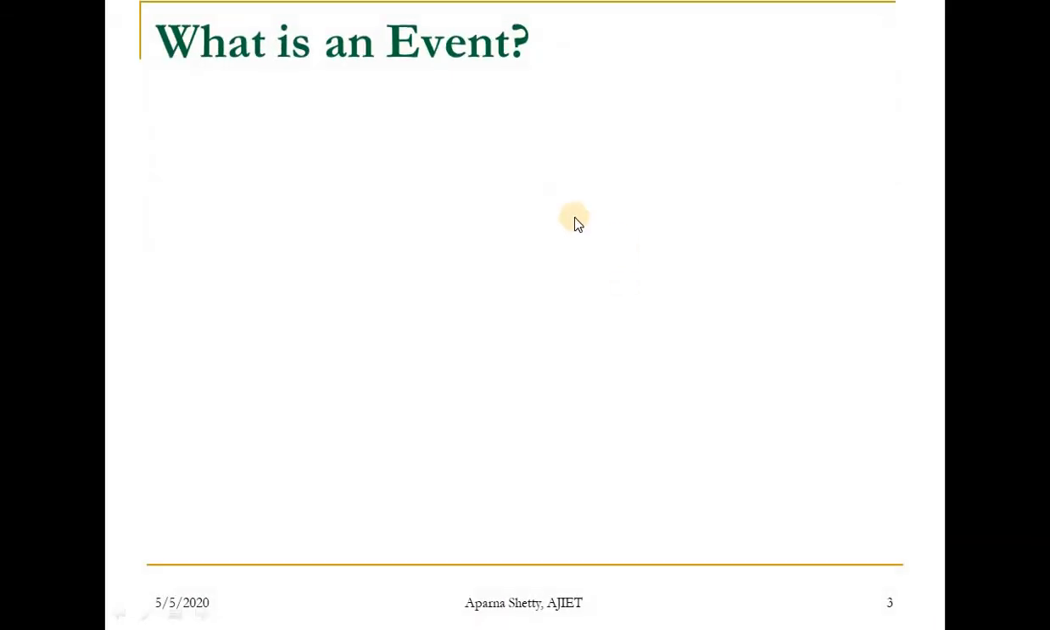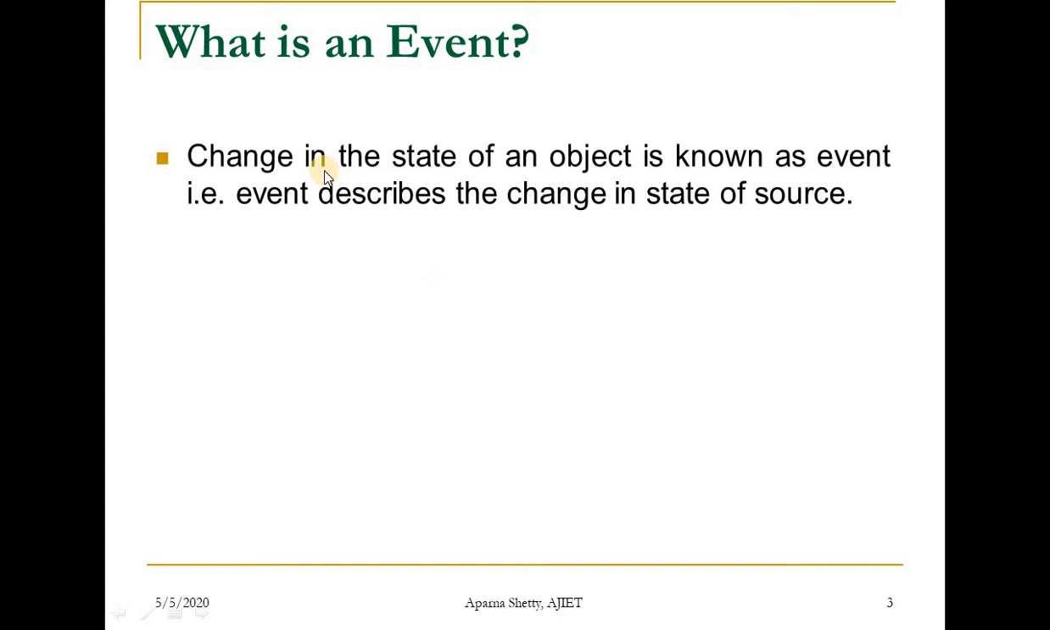So basically, what is an event? Change in the state of an object is known as an event. That is, an event describes the change in state of a source. Here, the source is represented by an object. So if there is a change of state in a Java object, it is known as an event.